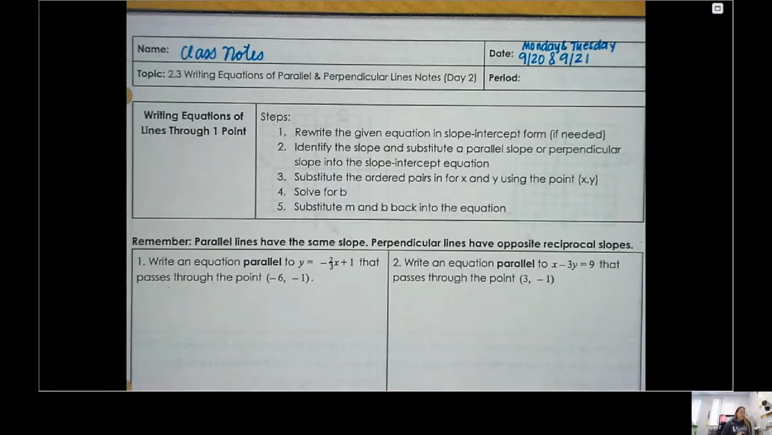Okay, hello my dears. If you're watching this video, we're going to talk today about 2.3, writing equations of parallel and perpendicular lines, and it's our second day of notes.